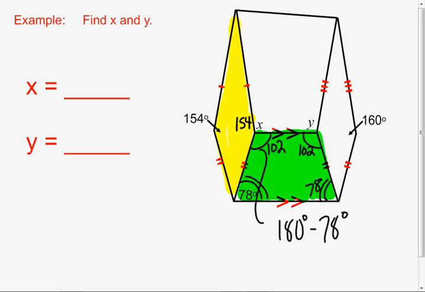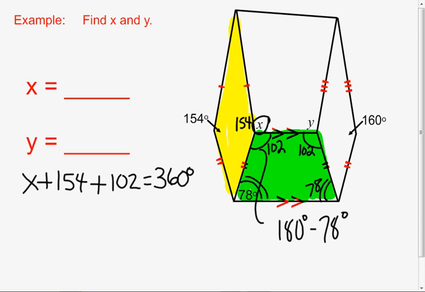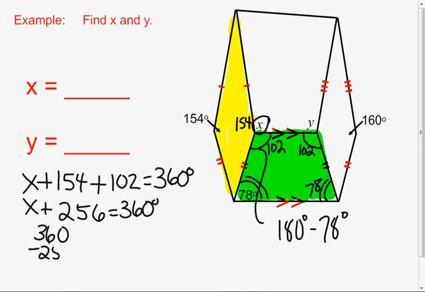Now to find x, I want to find this value, x plus 154 plus 102. That forms a full circle, which is 360 degrees. So x plus 256 is equal to 360 degrees. And if I subtract that, 360 minus 256, that's 104. So x turns out to be 104 degrees. Please correct me if I'm wrong. I'm just doing the arithmetic.